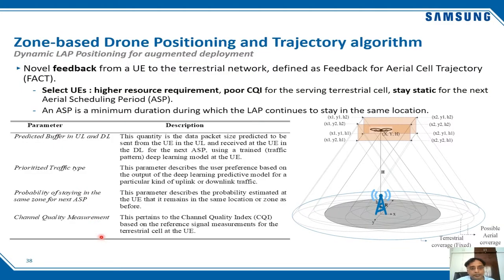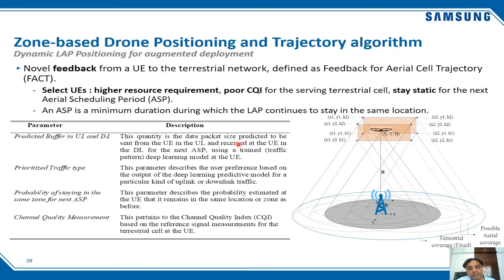In this work, we propose a novel feedback going from the user equipment to the terrestrial network, which we define as the feedback for aerial cell trajectory, or FACT. This FACT is a set of parameters shared from the user equipment to the network. What are these parameters? First is the forecast of the uplink and downlink data buffer that the user may be expecting or generating in the next time slot, which we call the aerial scheduling period. The aerial scheduling period is basically the period for which a drone cell stays in a location.